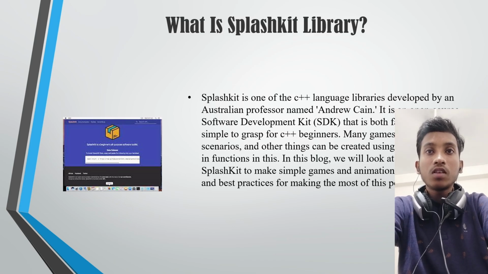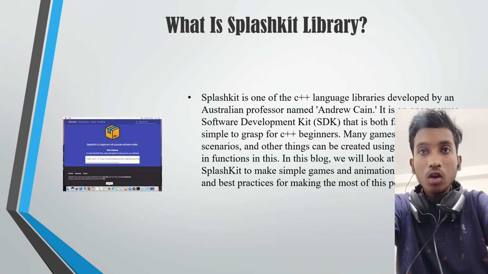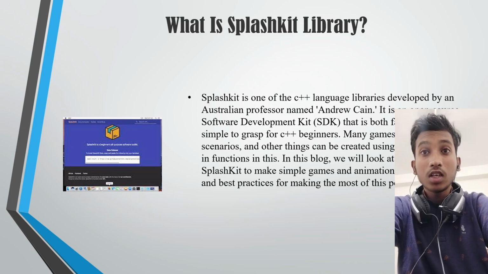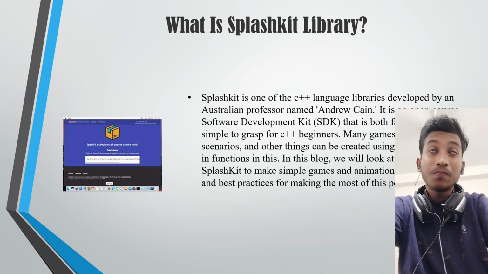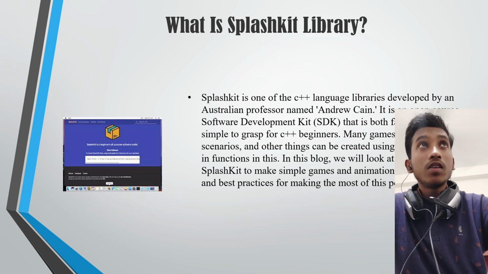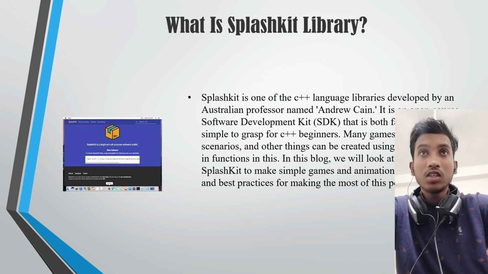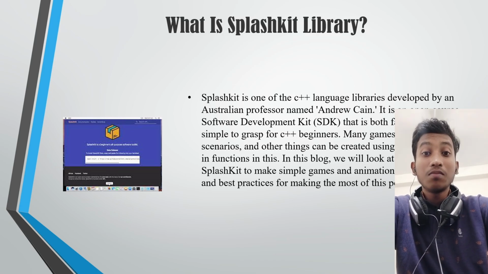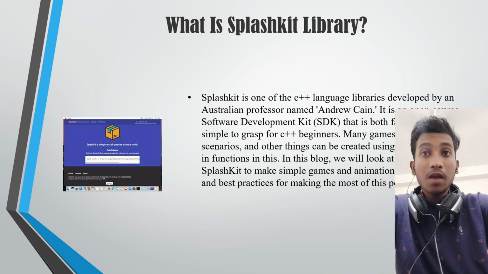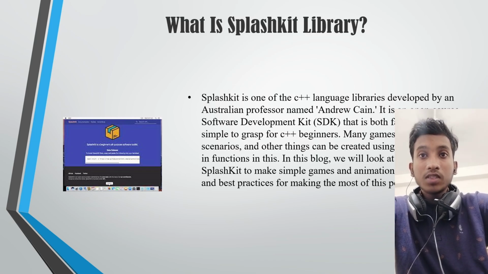SplashKit is one of the C++ libraries developed by a respected Australian professor named Andrew King. It's an open source software development kit that is both fascinating and simple for C++ beginners to grasp. Usually the SplashKit library is used in C++ programming to make your program easily designed with a graphical user interface, and you can develop many types of games and more using the SplashKit library. Many games, animations, scenarios and many other things can be created using built-in functions.